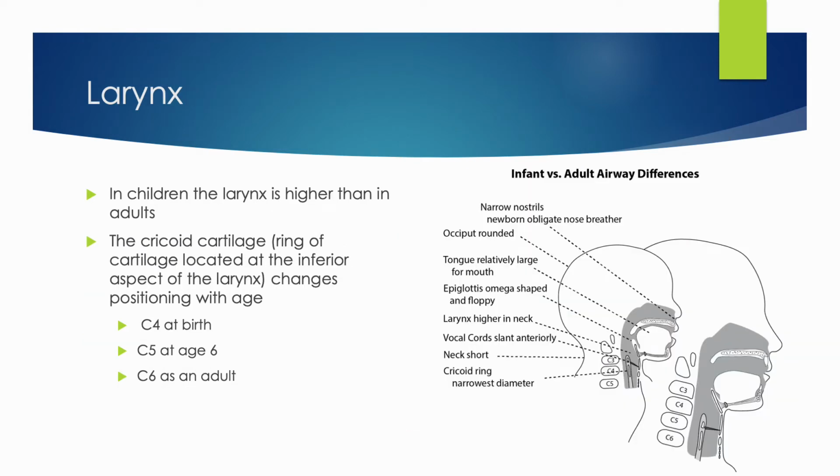Next, we can talk about the larynx. In children, the larynx is actually positioned higher than in adults. The cricoid cartilage, or the ring of cartilage that's located at the inferior aspect of the larynx, changes positioning with age. At birth, it's located at the level of the C4 vertebrae. At age 6, it's located at the C5 vertebrae, and as an adult, it's located at the level of the C6 vertebrae, and that is shown on the diagram at the right.